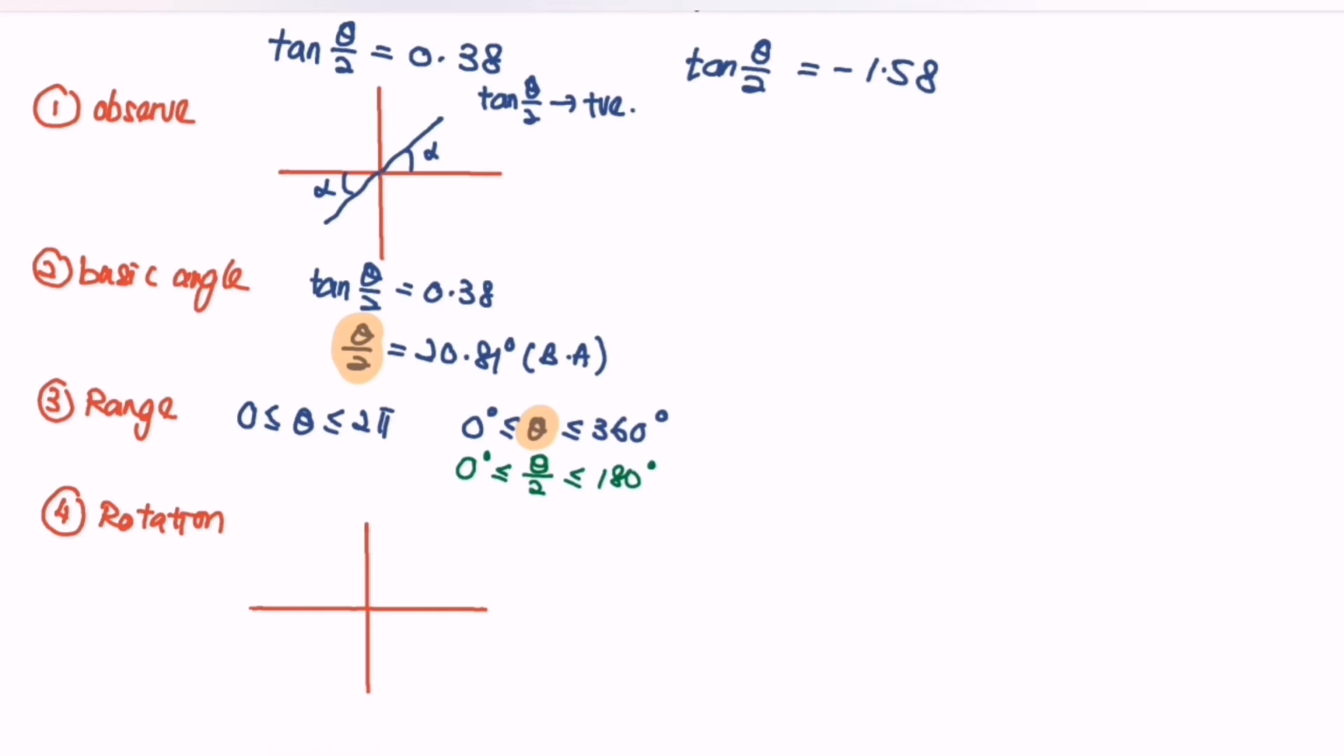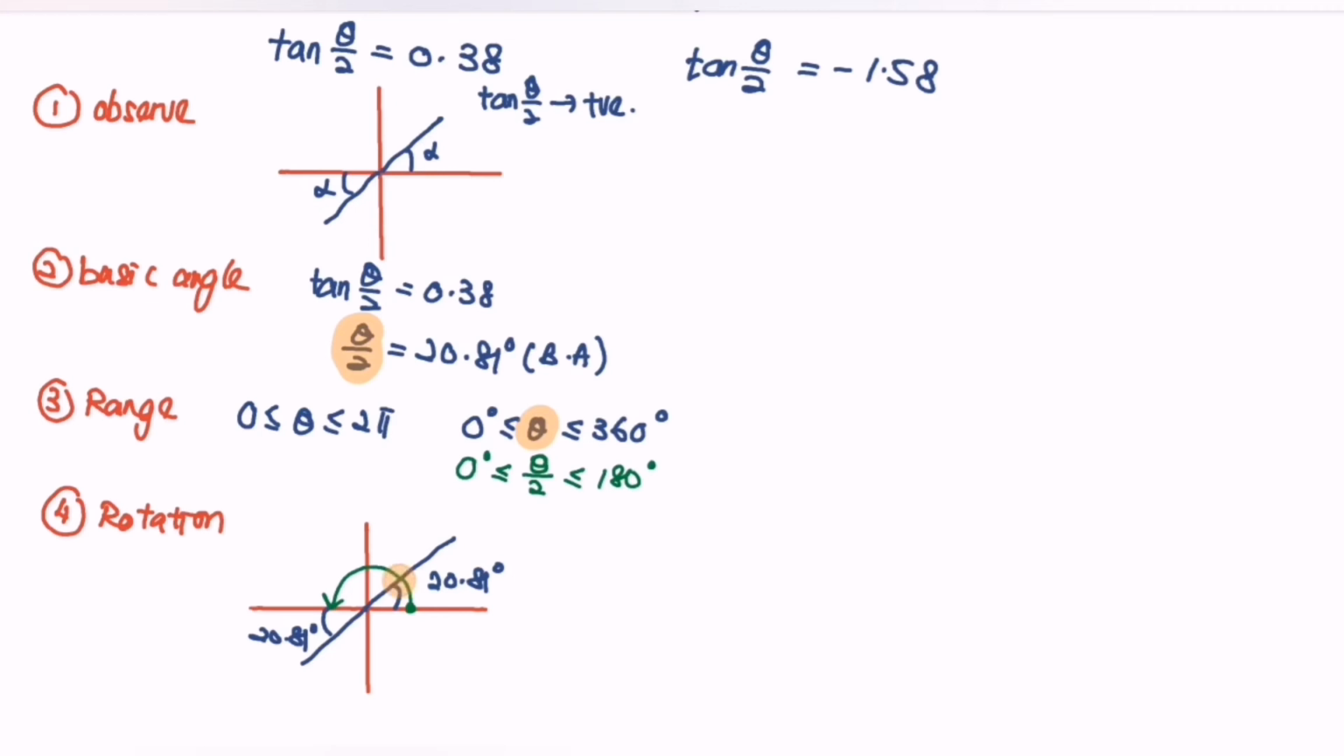So for step number 4, we are going to illustrate the situation in a diagram and refer to the range to have the rotation. So given the first, observe. So we have the first quadrant and the third quadrant for the basic angle, where we have 20.81 for the basic angle. Next, we have to refer to the range. So given the range started from 0 until 180. So that will be the rotation. So from here, we notice that we only have one answer.